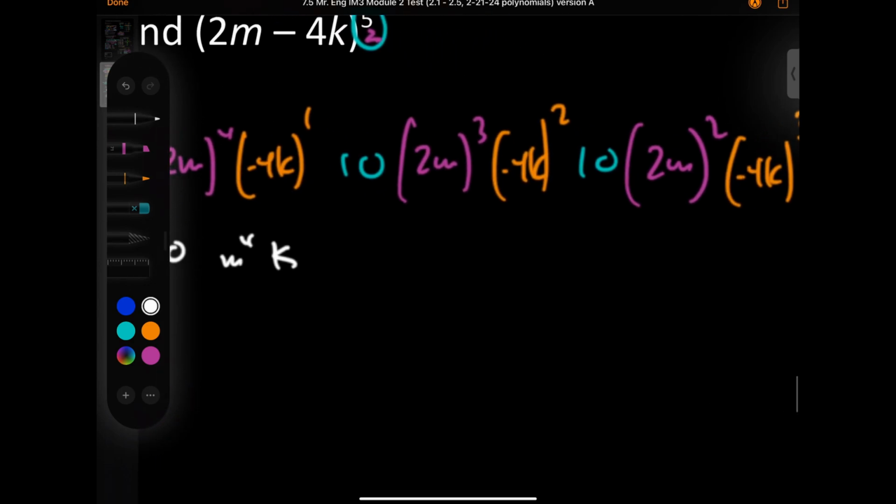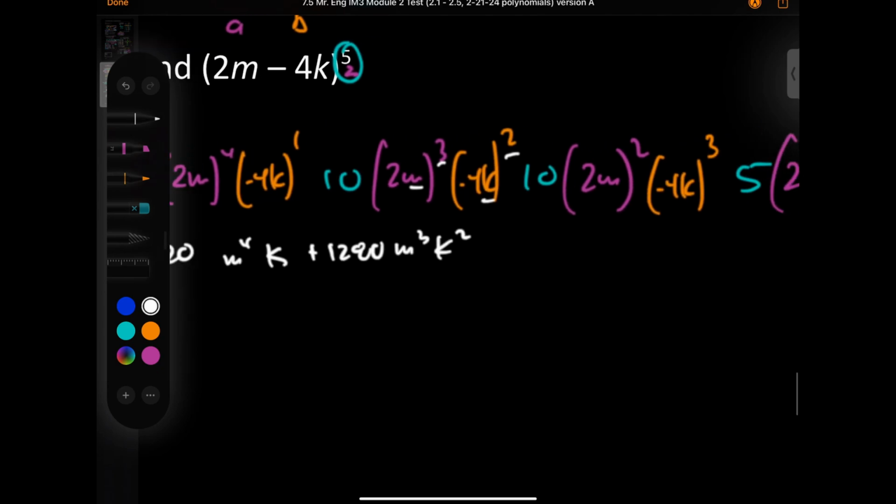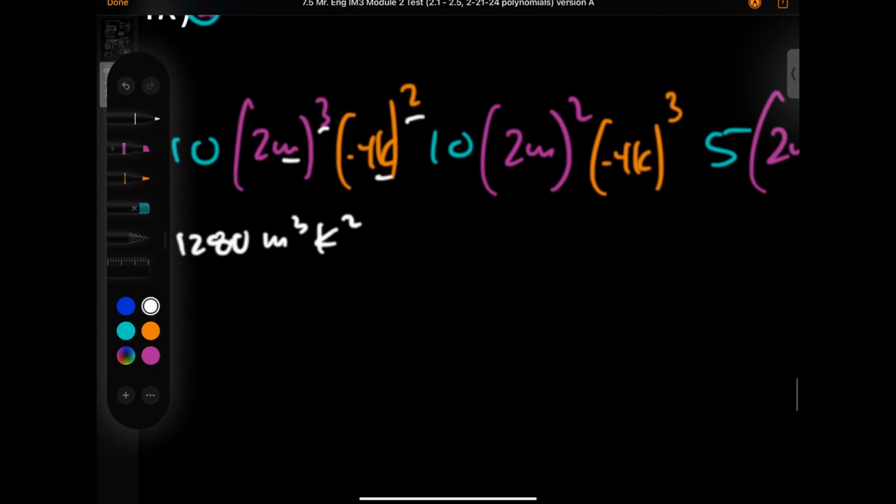Okay, this one's a little bit trickier. I'm going to go right to left. Negative 4 times negative 4, 16. 16 times 2 to the 3rd power would be 8 times 16, and then times 10 would give me 1280. M to the 3rd, k squared. Okay, over here, parentheses, negative 4, close your parentheses to the 3rd power, times 2 squared, which is 4, and then multiply that by 10. Negative 2560 m squared, k to the 3rd.